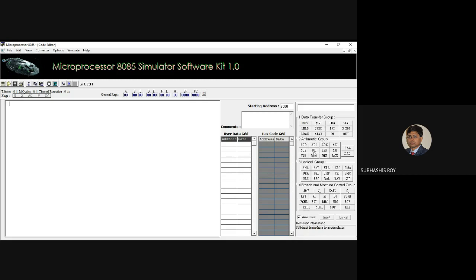So data transfer and arithmetic groups are done. Next is your logical instructions. We'll do it in the next class. Then branching instructions. Thank you.